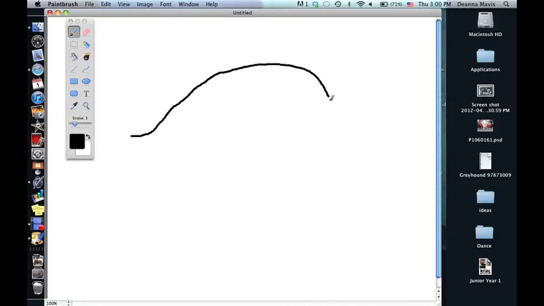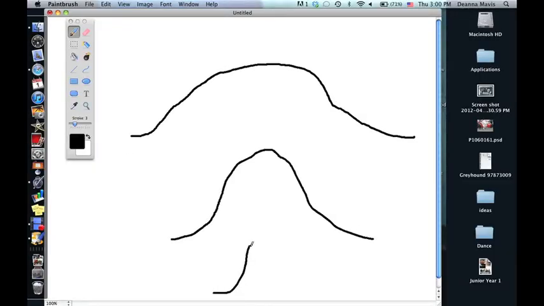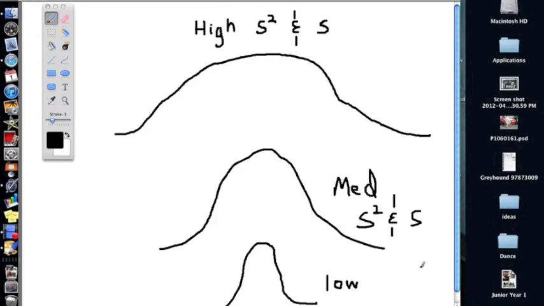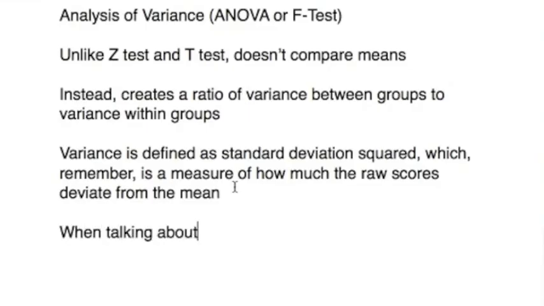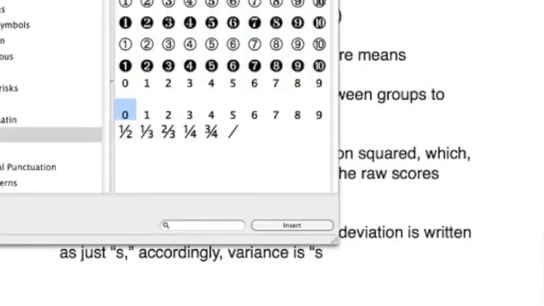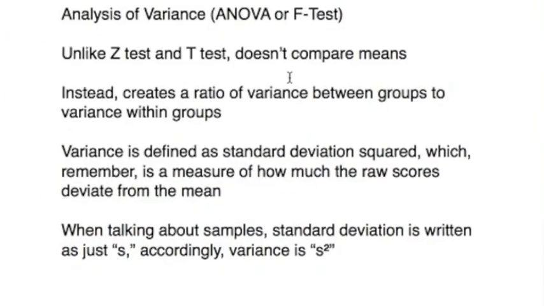And over here, I'm going to draw you a picture. So this first lumpy normal curve is a high variance and a high standard deviation. So there's a lot of variability, as you can see. The second one is a medium variance and a medium standard deviation, and the third one is a low variance or low standard deviation. So now you know what they look like. When talking about samples, we write standard deviation as S, not as sigma like we do with populations. Accordingly, variability is then S squared because, like I said, it's defined as standard deviation squared.